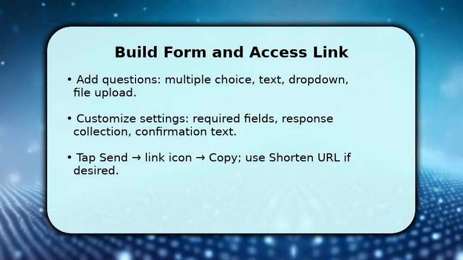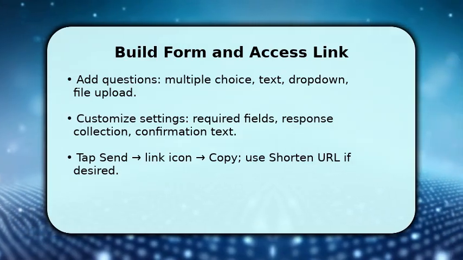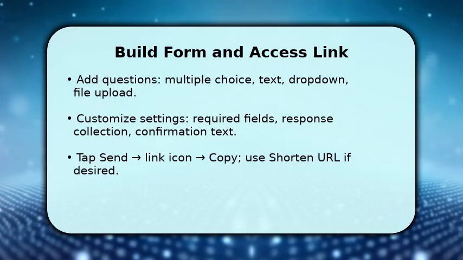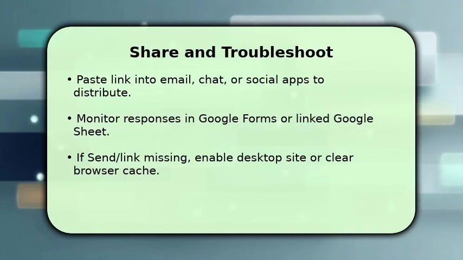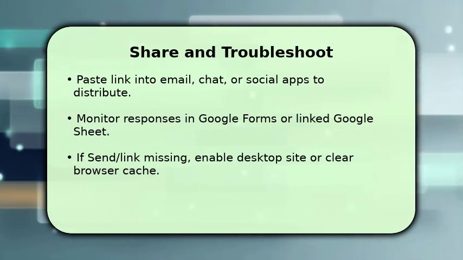When your form is ready, tap Send, then choose the link icon to generate the shareable URL. Hit copy to place it on your clipboard. If you want a cleaner link, toggle shorten URL before copying for easier sharing. Finish by pasting the copied link into the app you'll use to share, email, chat, or social.